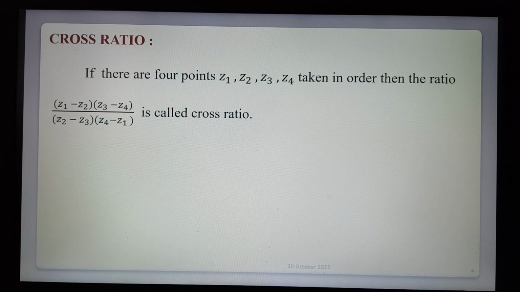Okay, next one. So next definition, cross ratio. This is very important.